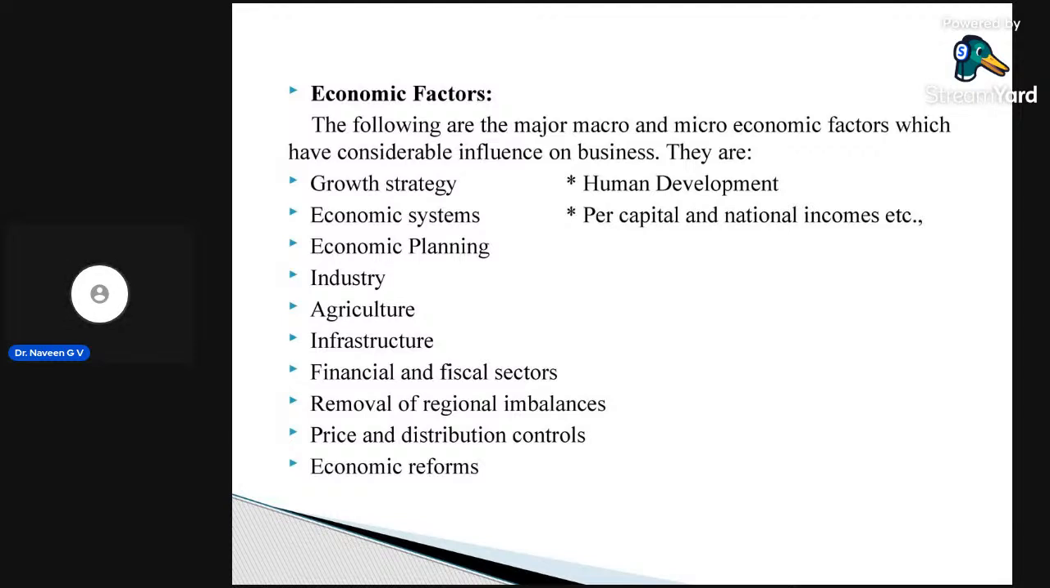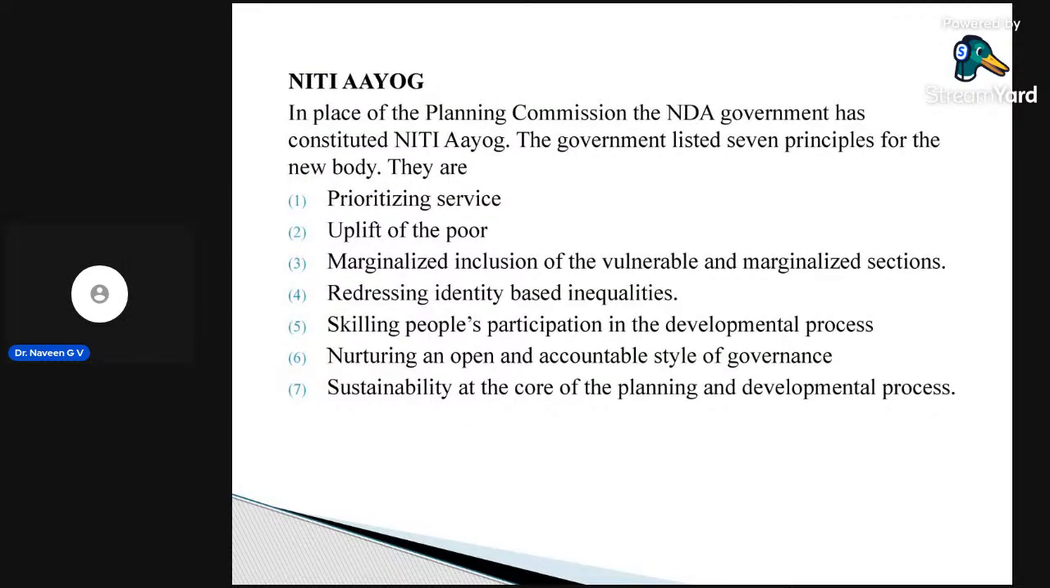Per capita means what one individual person is earning, and that is treated as per capita income, and national income, as we know. Then we come to the point of Niti Aayog. What is the meaning of Niti Aayog? We should know about this before the 12th plan is fully implemented.